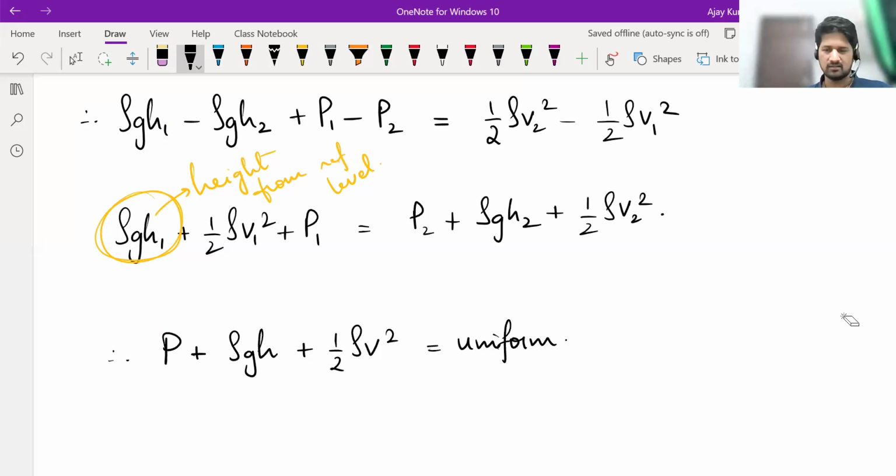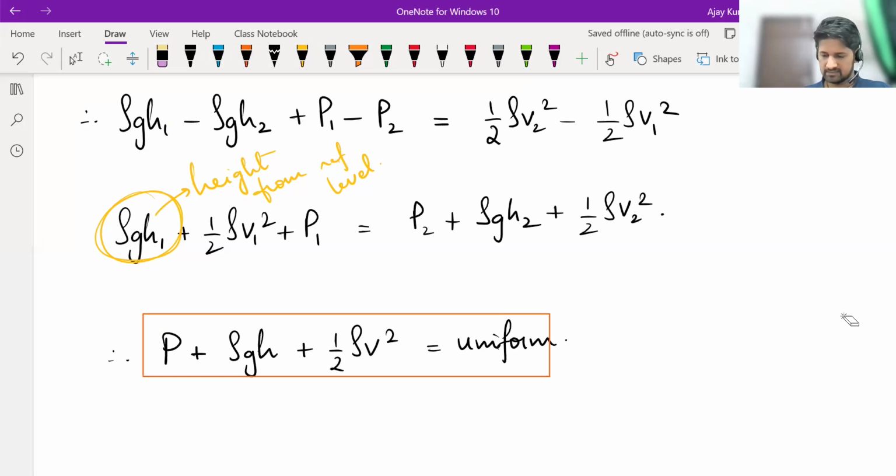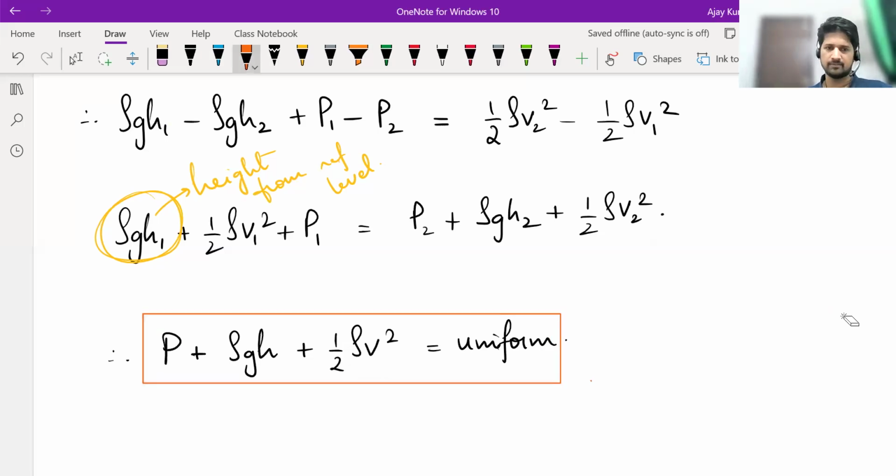Most books write this as constant. Forget the term constant. It has to be uniform. What does uniform mean? Same at every place at a given moment. This is Bernoulli's equation. This sum should be the same everywhere in the fluid. And when does this happen? When the fluid is ideal and it is undergoing steady flow, this will happen. P plus rho GH plus half rho V square is uniform.